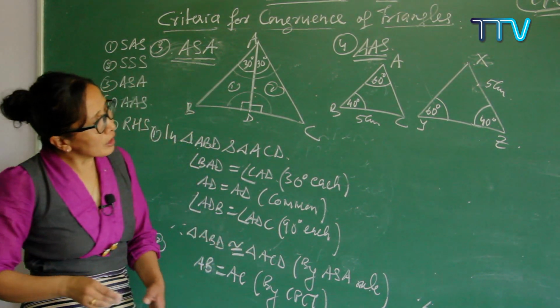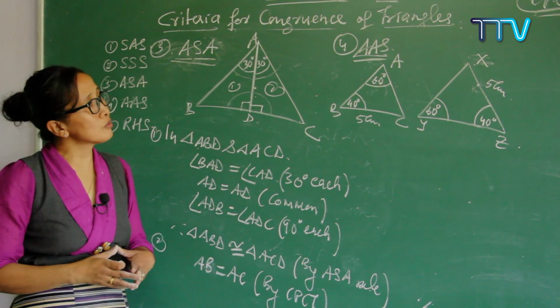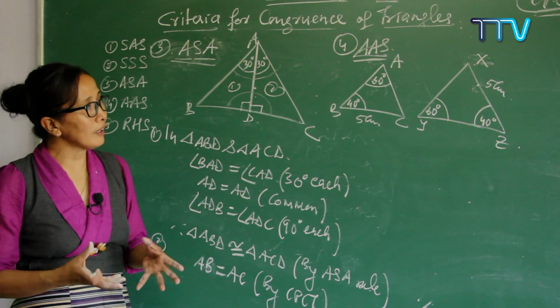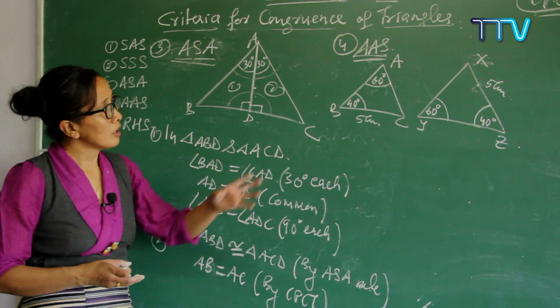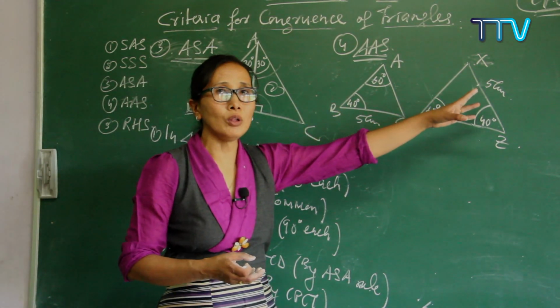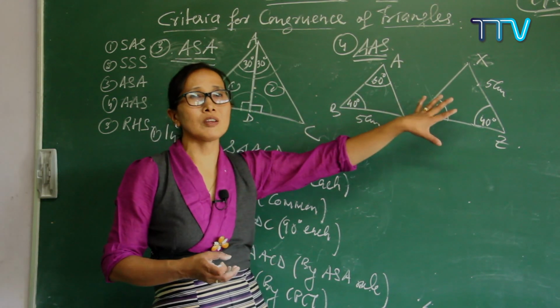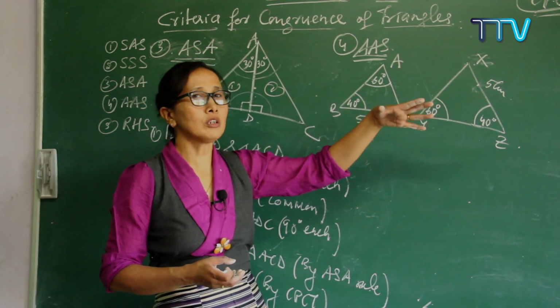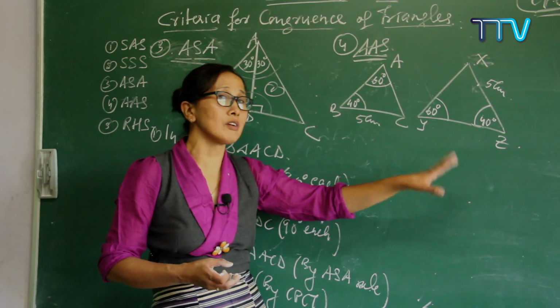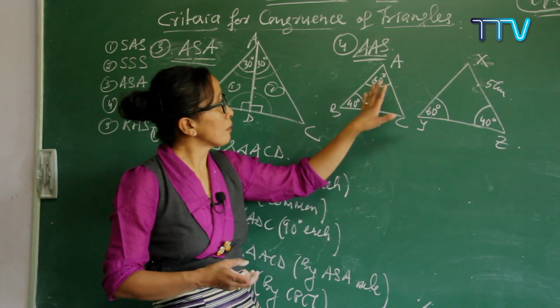Okay, so look at these figures. In these two figures, 2 angles and 1 side are equal. And if 2 angles and 1 side are equal, what does it mean? You don't have to see the order. You can just say 2 triangles are congruent to each other. Why? Because here it follows.